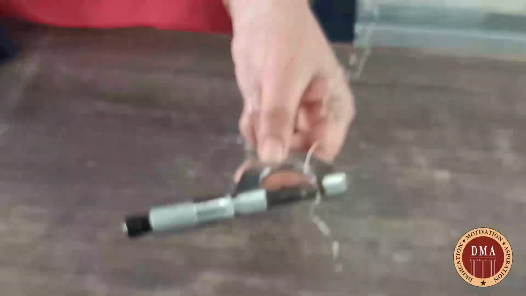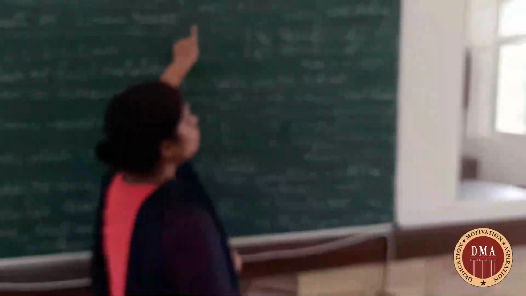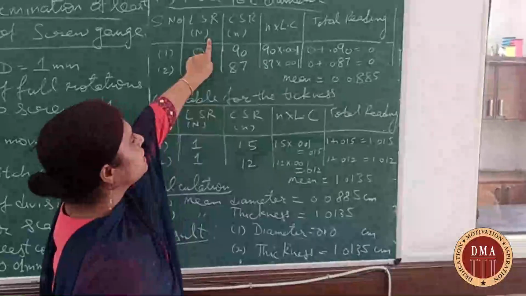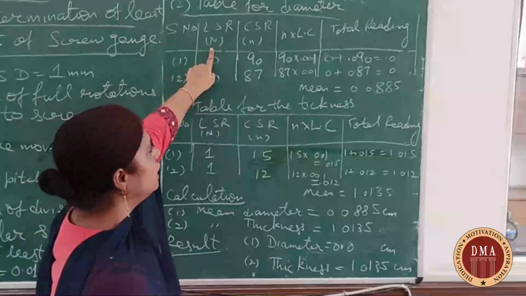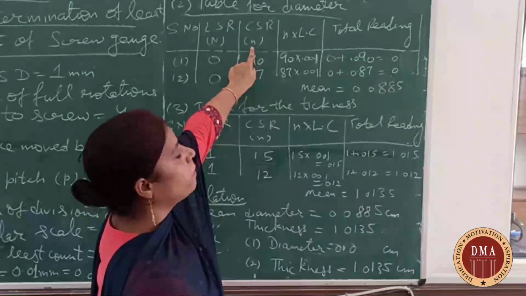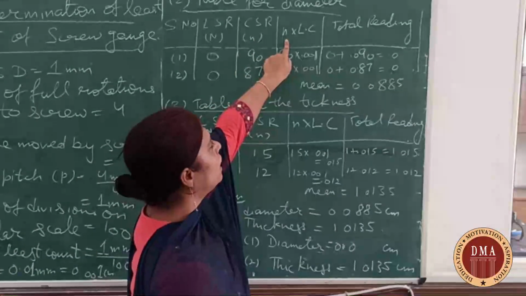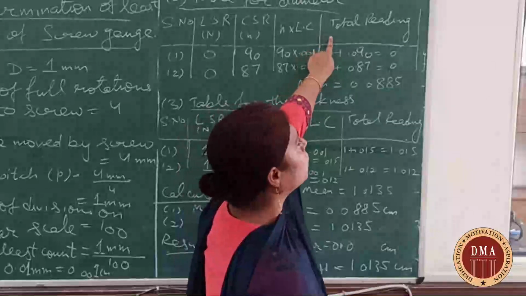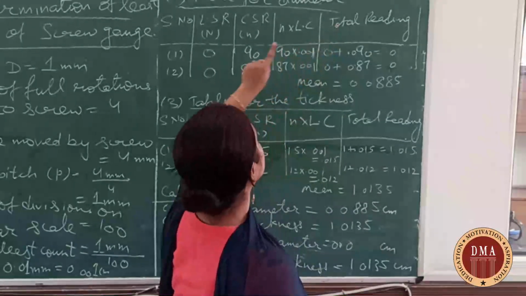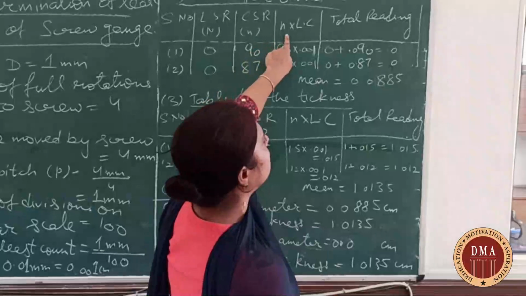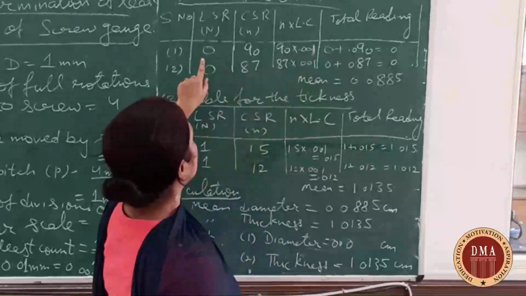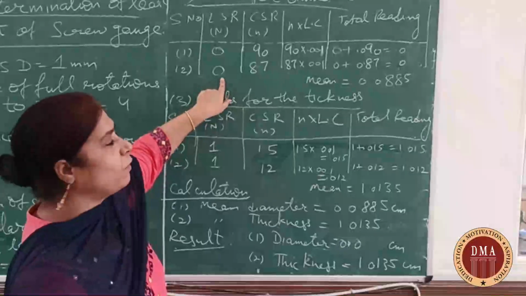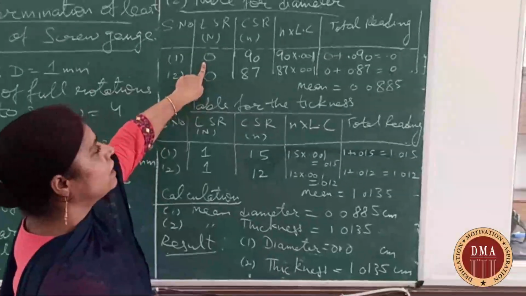So look at the board again. I have made the table for diameter. The first column is serial number, the second is linear scale reading, denoted by capital N, then circular scale reading, denoted by small n, then circular scale reading multiplied by least count, and then total reading. In this total reading we have to add the linear scale reading and n into least count. So my first reading was 85 or 87, and the main scale reading is 0.